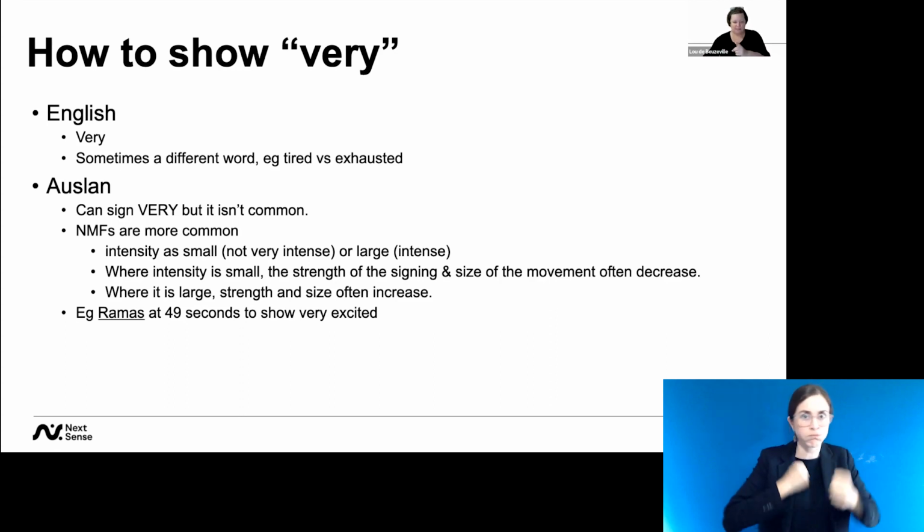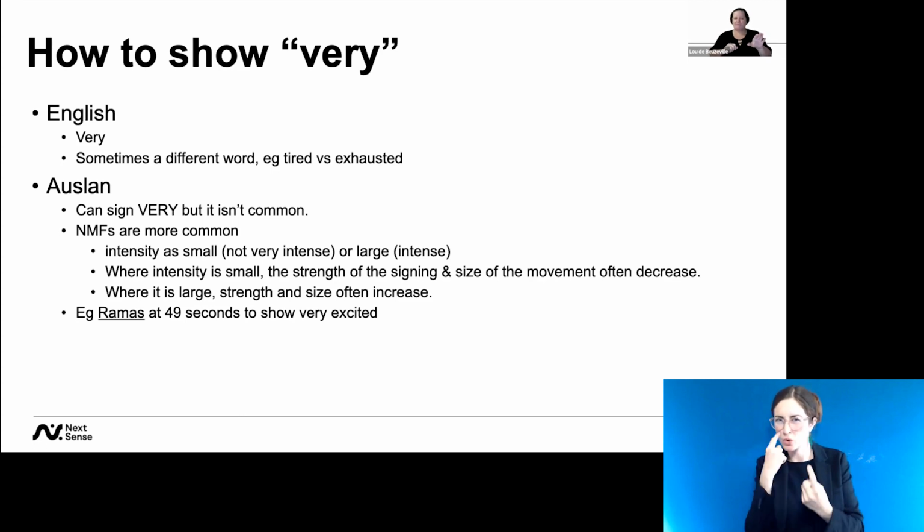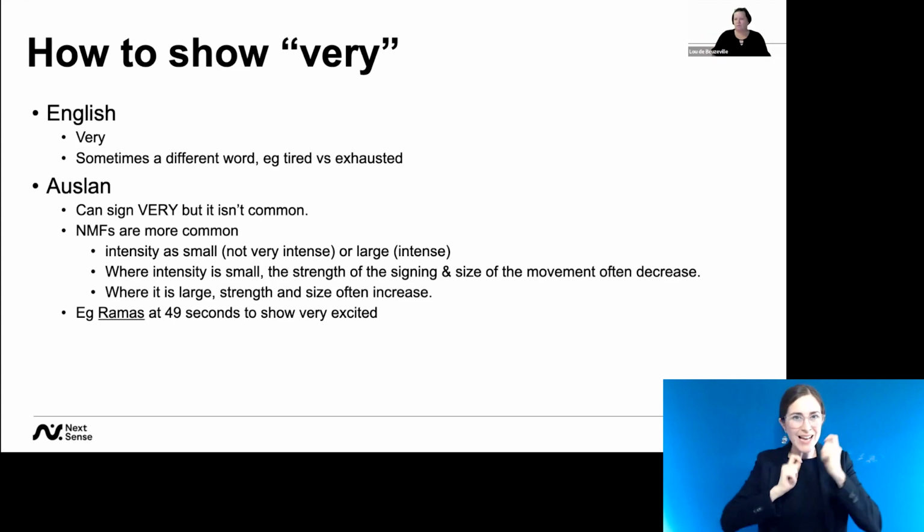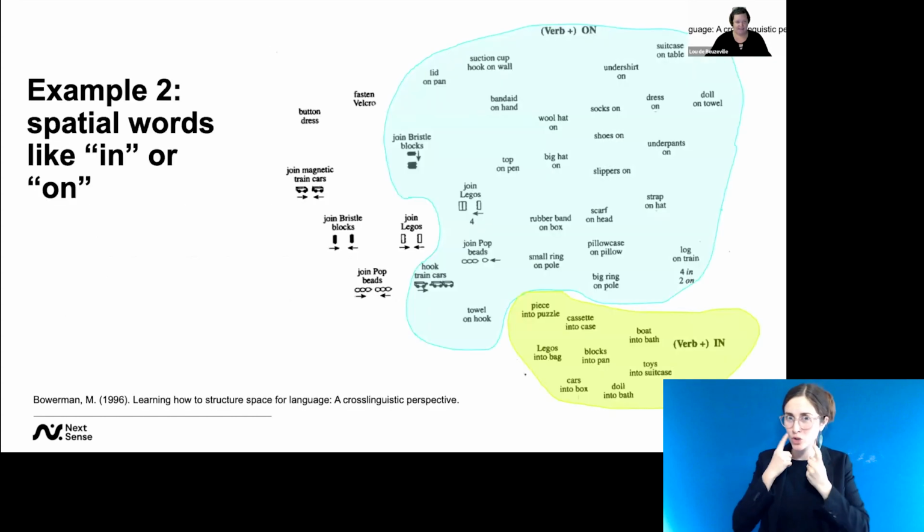So if you see, I'm not going to jump out again because I'm going to send you the links. The man with the big beard, when he shows excited, he was showing really excited. So he doesn't need to say very excited. He actually shows that it's more than average excited.